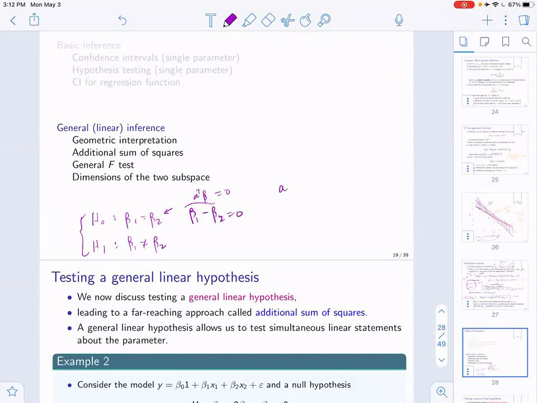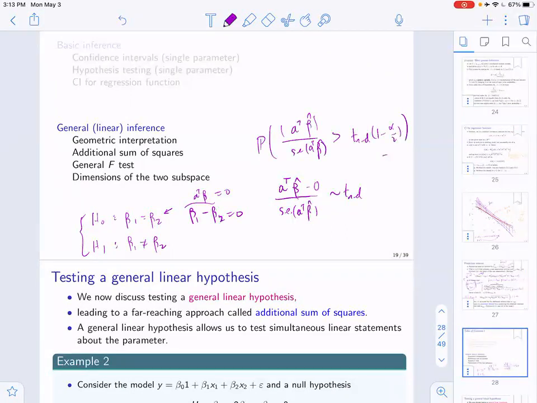Or you could just form A transpose beta hat divided by the standard error of A transpose beta hat. Under the null, this is 0. This is going to be T with n minus d degrees of freedom. And then you can set the threshold. So the probability that the absolute value of A transpose beta hat over its standard error is bigger than T n minus d, 1 minus alpha over 2, is going to be alpha.